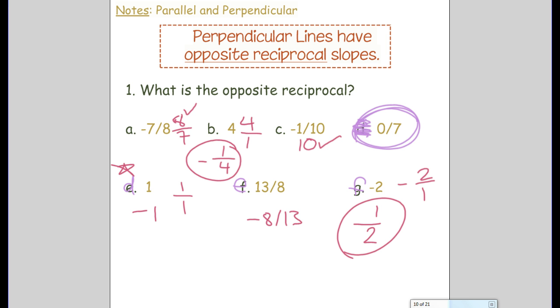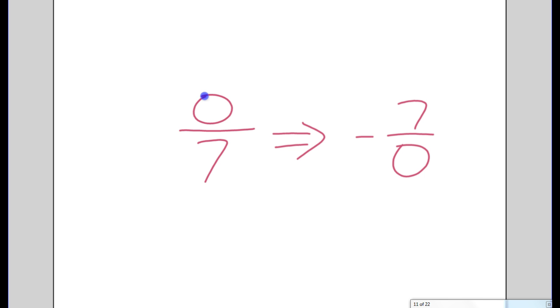Okay. We're going to talk about this other one that was up here, and I know this is not in your notes. What is the opposite reciprocal of 0 over 7? 7. Negative. -7. Just humor me. 1. Flip and switch that. Go to your calculator and type in 7 divided by 0. Do it. I need you to do it. It says error.